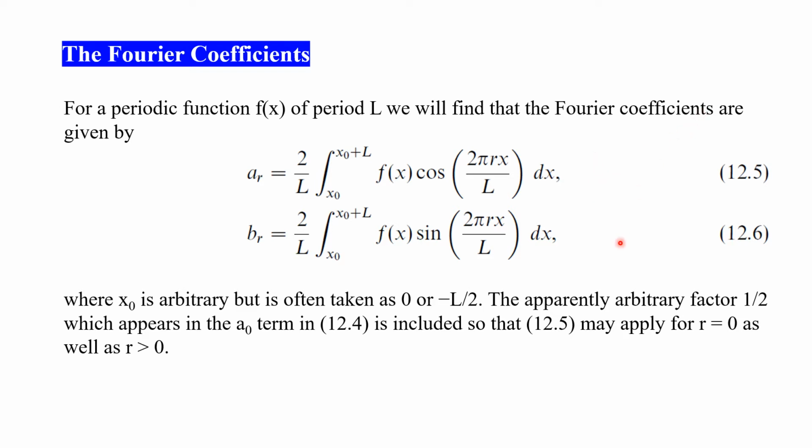If you use other references, you'll find that there are other expressions of your AR and BR. But for this class, we are going to use these expressions. Remember that we are using the book by Riley, Mathematical Methods for Physicists and Engineers. Here, x0 is arbitrary, but is often taken as 0 or negative L over 2. The apparently arbitrary factor 1/2, which appears in the a naught term in equation 12.4, is included so that 12.5 may apply for r equals 0 as well as r greater than 0. So please remember these Fourier coefficients.